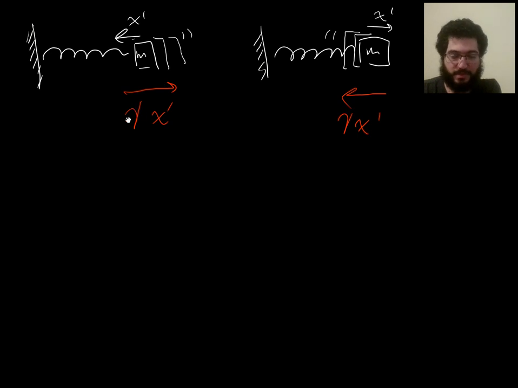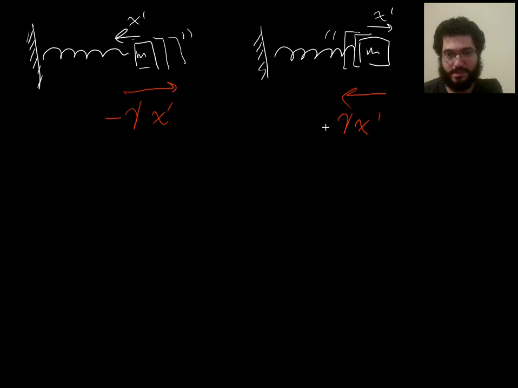Assuming gamma is positive, and x prime is negative, like it appears to be in this picture, motion is to the left, gamma times x prime will be negative, which is wrong. I want it to be positive so that the damping force is to the right. So I should put a minus sign.